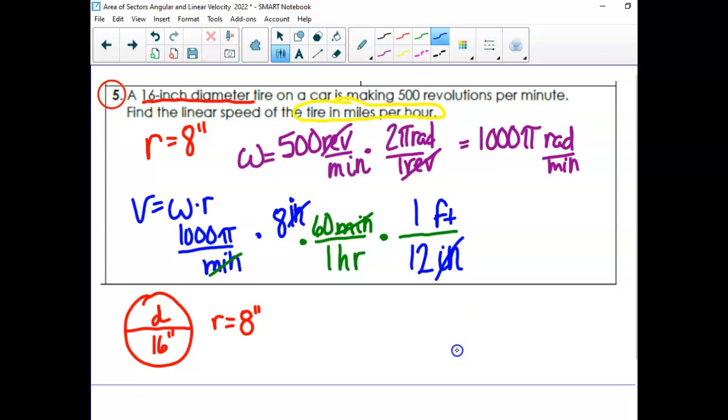I think I have like feet per minute on the quiz or something. It's not anything too complicated. But they asked for miles. Does anybody know the conversion for miles from feet? 1 mile is almost 5,280.